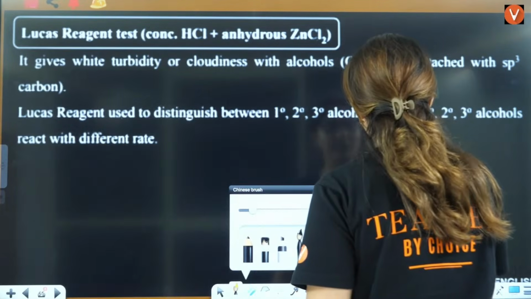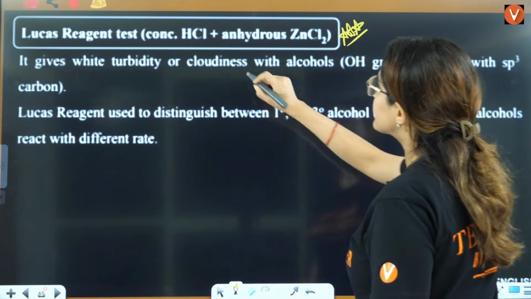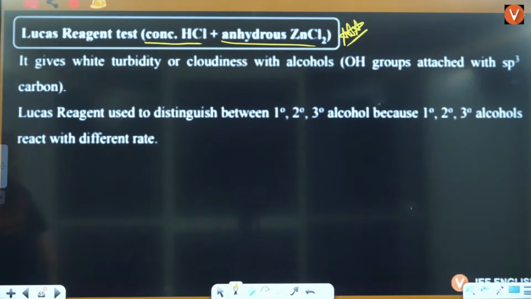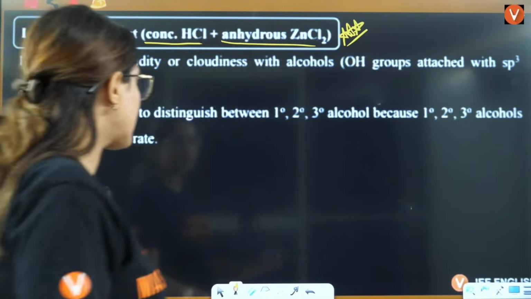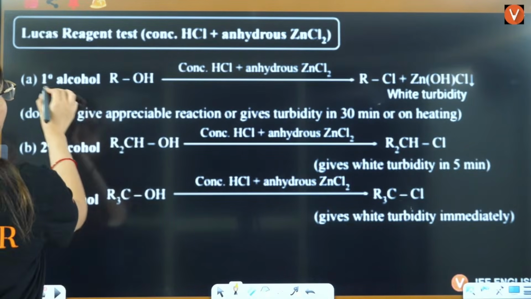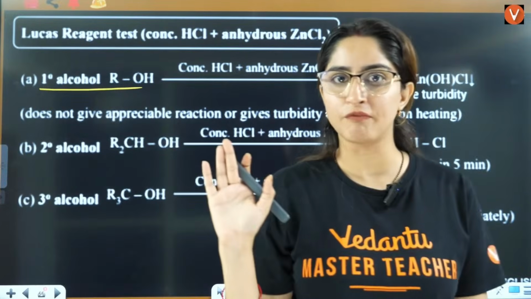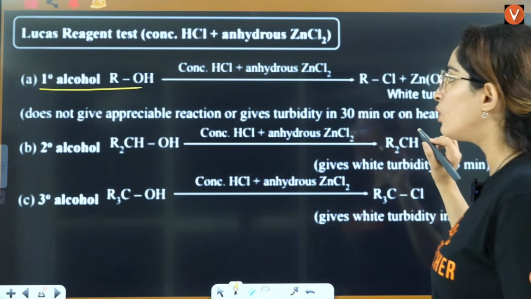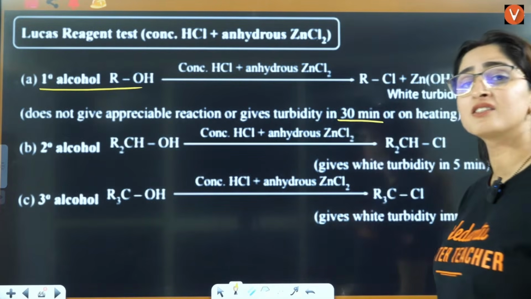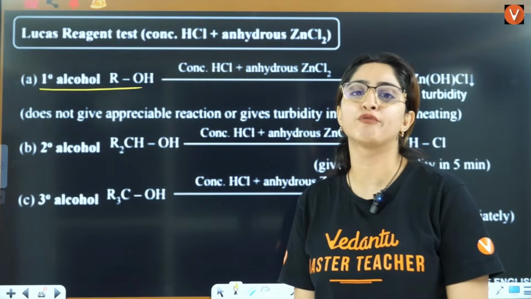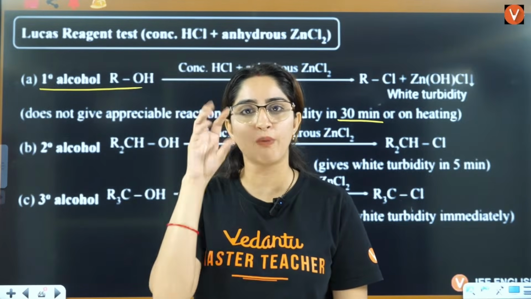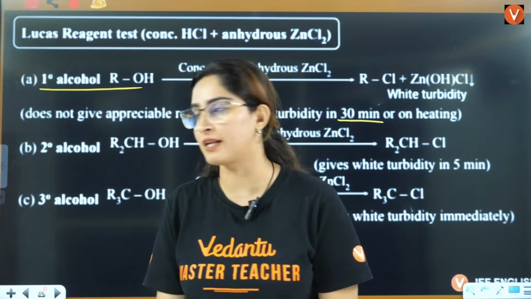Now this is a very famous test, that is Lucas reagent, that is concentrated HCl and anhydrous ZnCl2, right? So when you have concentrated HCl and anhydrous ZnCl2, how do you distinguish? First is 1 degree alcohol, which reacts very slowly with this. It does not give an appreciable reaction, a very slow reaction, giving turbidity in 30 minutes, and that too after prolonged heating. Turbidity means cloudiness, like when you put powder in water, the same kind of cloudiness appears.